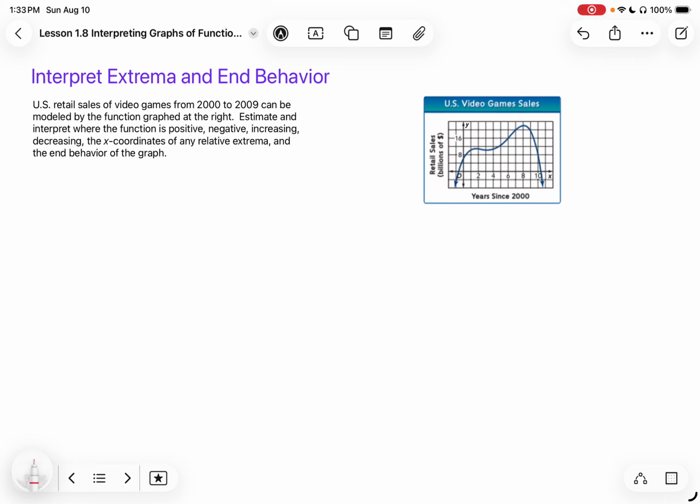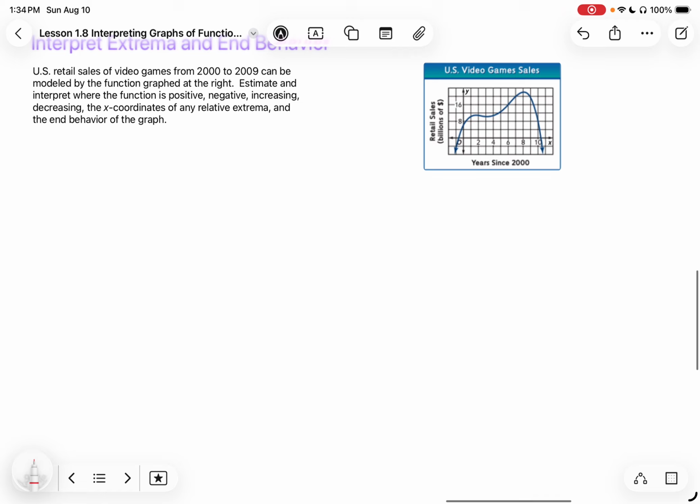So the graph that we're looking at here is US retail sales of video games over a period of years from 2000 to 2009. And we're going to identify and talk about quite a few things going on with this graph. First, we're going to talk about where the graph is positive and negative.